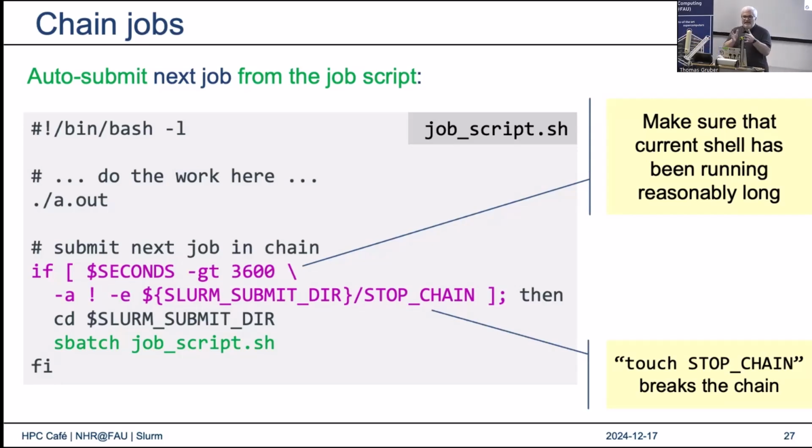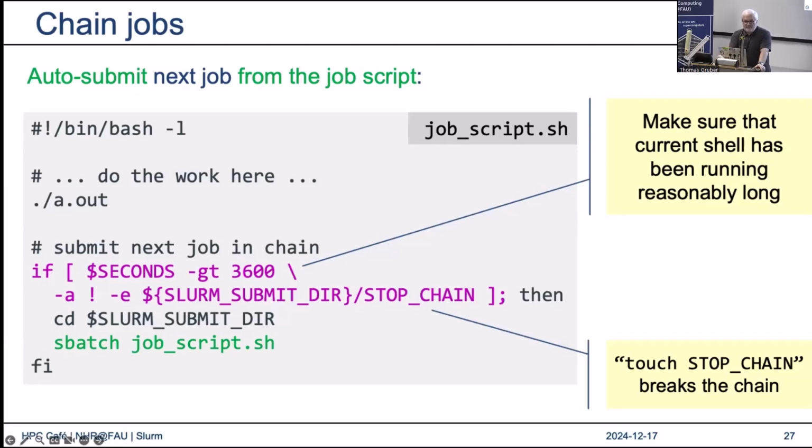Of course, you could kill any job anytime just by looking at squeue and then doing an scancel, but it's much easier just to produce or to touch a file. In this case, I call it stop_chain. With that, if that file exists, that's the -e here, then the chain should be stopped. So the condition is the shell has been running for more than 1 hour, and there's no file called stop_chain in the Slurm submit directory. If these two conditions are fulfilled, I go to the Slurm submit directory and I submit the next job in the chain. Of course, you could add a dependency here, depends on the specific use case.